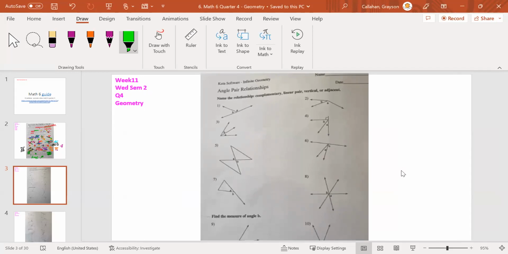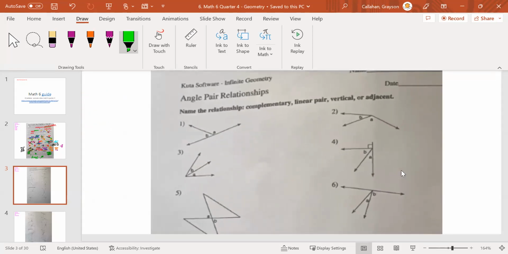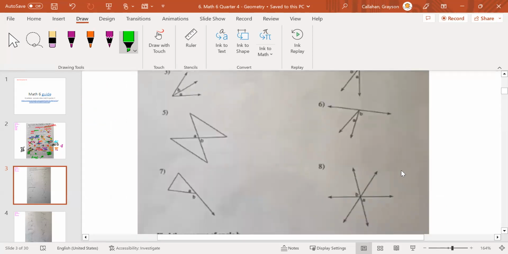Okay, so this is week 11, Wednesday, semester 2, quarter 4 on geometry with angle pair relationships. So let's go ahead and take a look at the answer here. This one says name the relationship: complementary, linear, vertical, or adjacent.